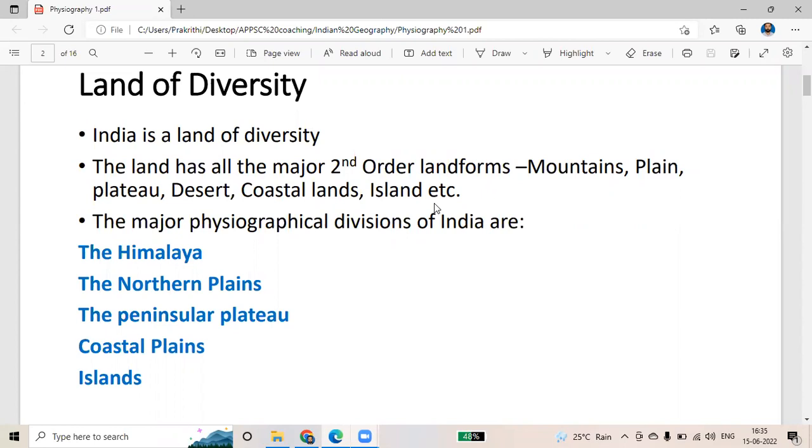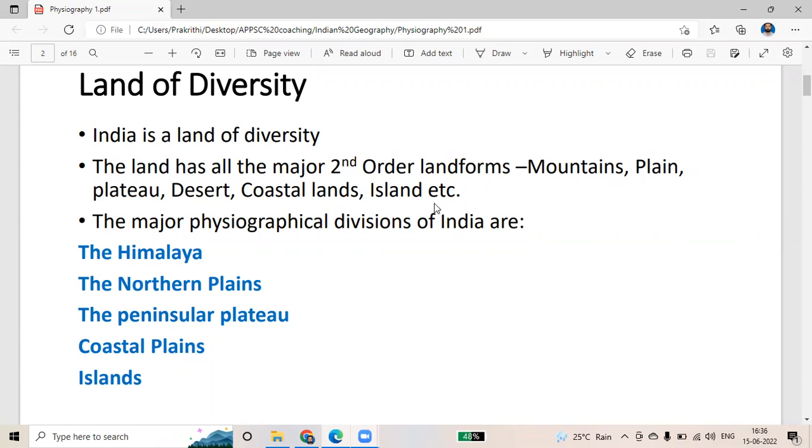In India, we have the mountain area, we have the Himalayas, we have the Vindhya Satpura regions, we have the Aravalli region, we have the Western Ghats, we have the Eastern Ghats. All this comes under the mountains, but we are taking the remaining ones except Himalaya in other portions. So the first physiographical aspect is the northern mountain area, that is the Himalayas.